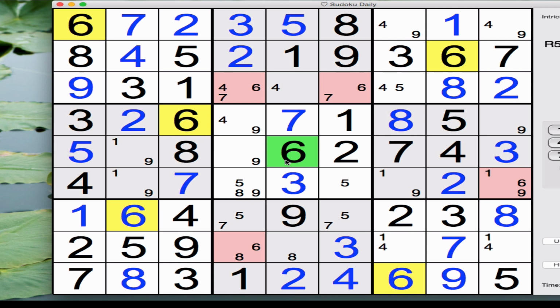In the next one, we're going to do a puzzle from top to bottom, and we're going to move into even more complex strategies. Stick around. It's going to get good.